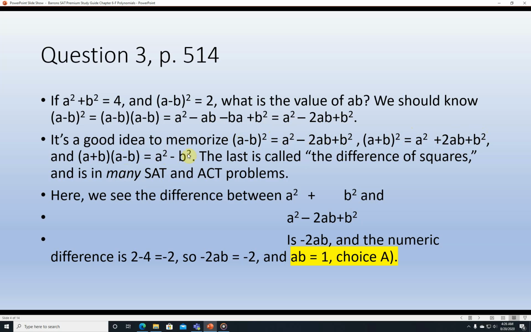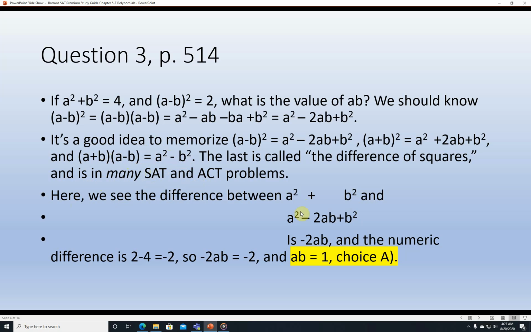That last one, a squared minus b squared, is called the difference of squares because it's two things that are squared and you're taking the difference, or subtracting. It is used in many SAT and ACT problems. If you know this about the difference of squares, the problem's really easy to solve. Otherwise you really have to take a very circuitous route to solve it, and you'll probably make a mistake and get it wrong.